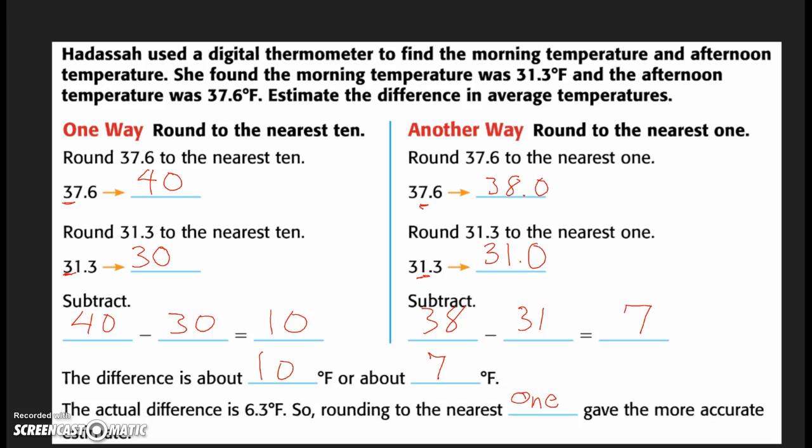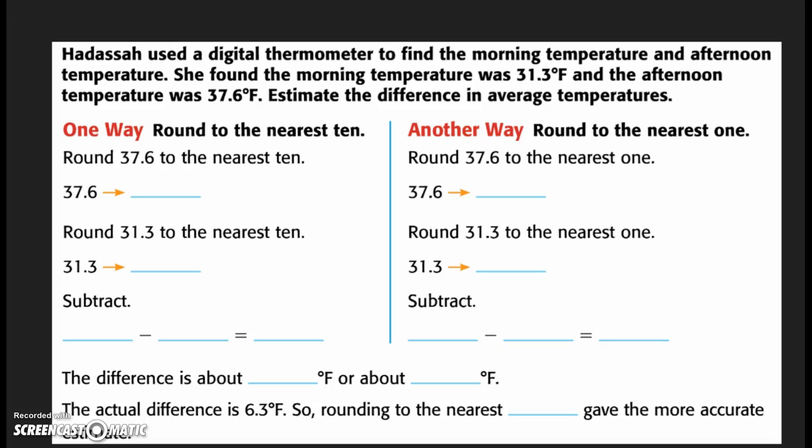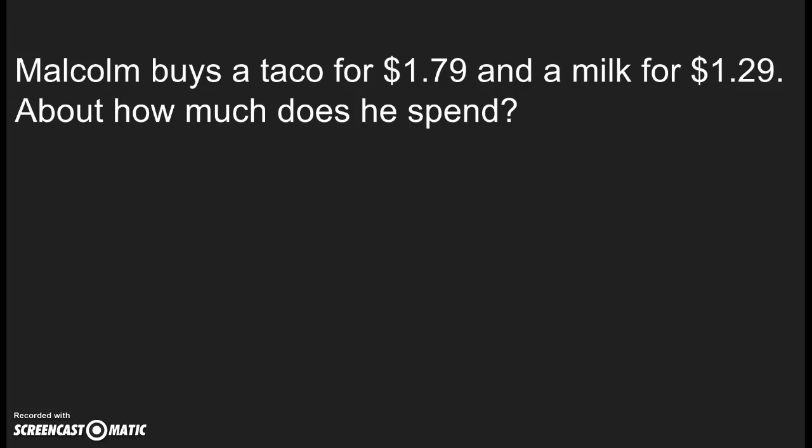All right, so let's take a look at one more problem here. Malcolm buys a taco for $1.79 and a milk for $1.29. About how much does he spend?